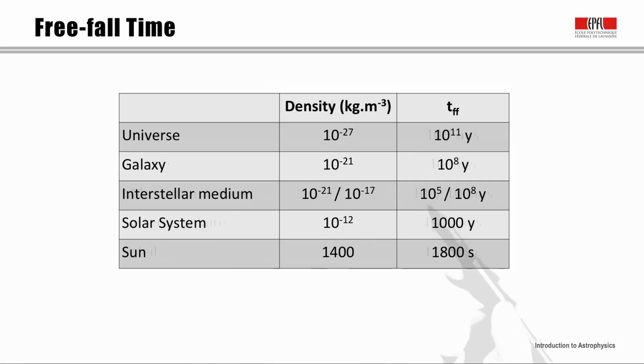Clouds in the interstellar medium take tens of thousands of years to a few million years to collapse. The solar system would take 1,000 years, and a star such as the Sun, with a density of roughly 1.4 tons divided by m to the third power, would collapse in half an hour. Yet the Sun does not collapse in half an hour.